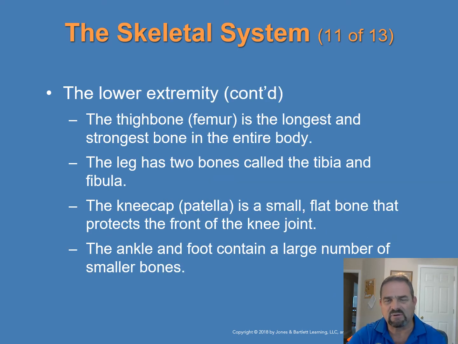The thigh bone is what we call the femur. Remember, we discussed that earlier. It is the longest and the strongest bone in the entire body. The leg has two bones called the tibia and the fibula. The kneecap or the patella is a small flat bone that protects the front of the knee joint. The ankle and the foot consist of a large number of smaller bones.